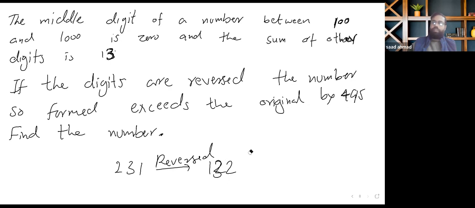So if the number is reversed, the new number that you get exceeds the original number by 495. So you have to find that number. If any of you want to ask any question about this, you can ask. Otherwise, it's just a question for you at the end.